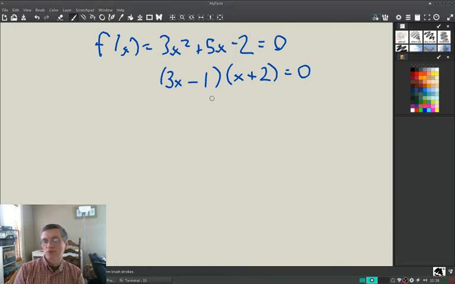If you're a little mystified how I did that, don't worry about it. If you have all kinds of factoring methods, use whatever you're comfortable with. If you don't, just put it into b squared minus 4ac and grind it out. You'll get the same answer.